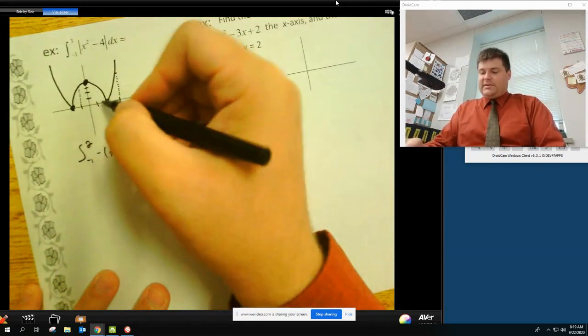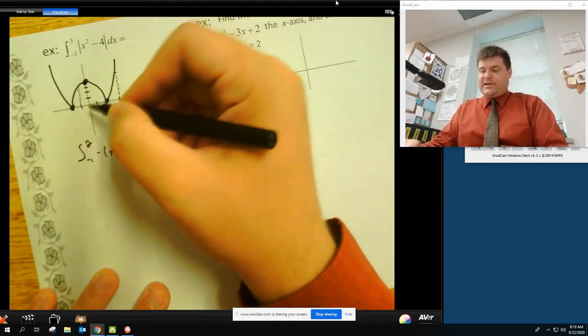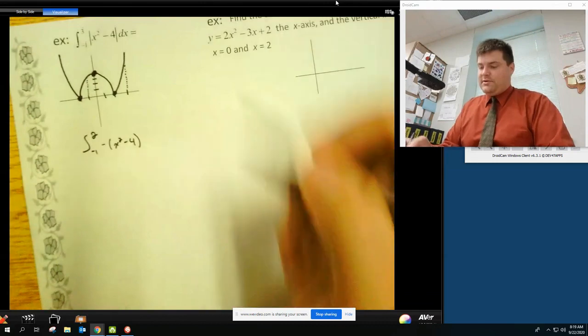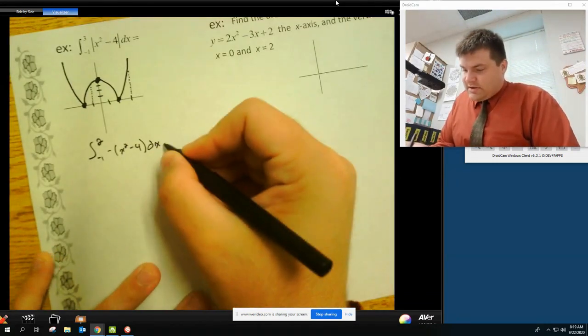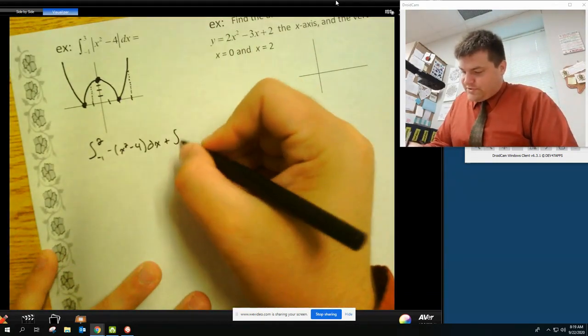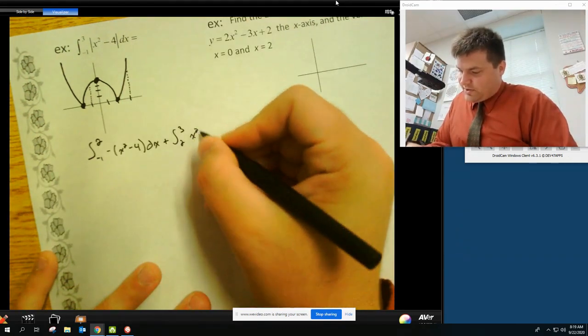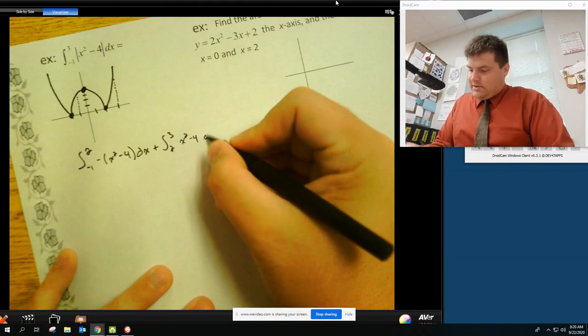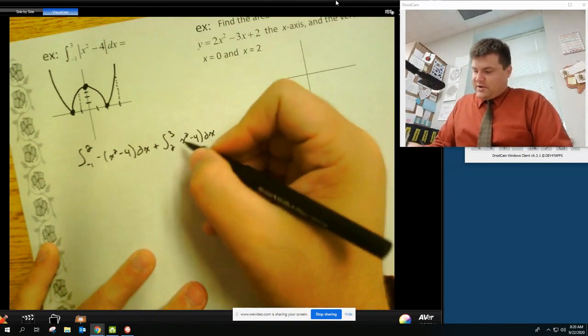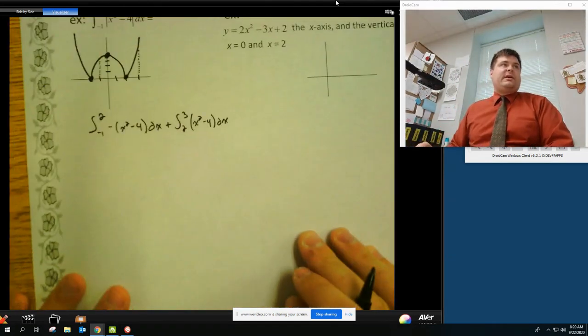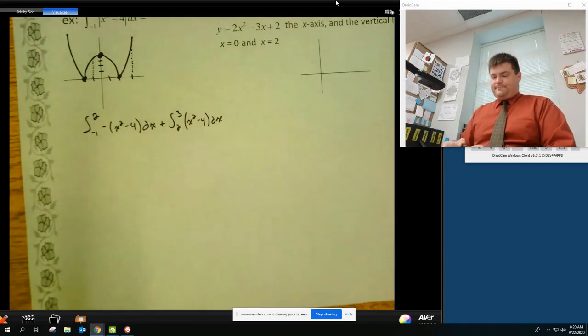Because this is the part that would have been below the x-axis, but it's negated now because of the absolute value. dx plus, now I'm going to go from 2 to 3 of now the positive version of this, x squared minus 4 dx. I'll just wrap that up as well, make it look nice and pretty. And this is my setup for this guy right here.